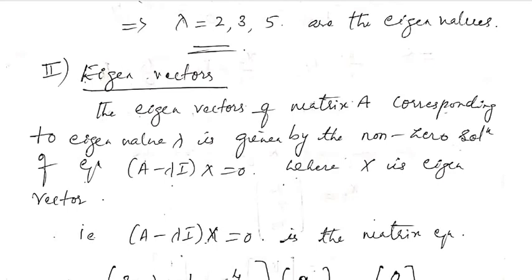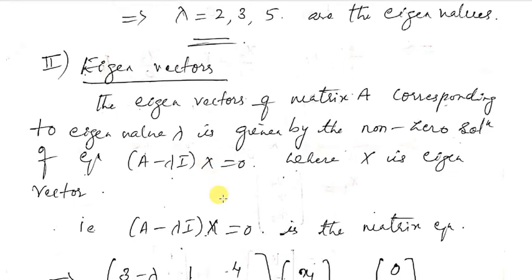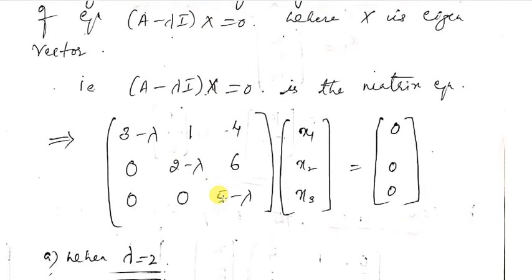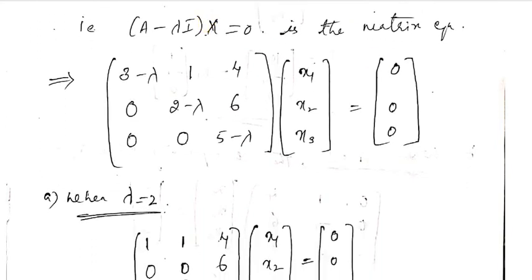Let (A minus lambda I) times x is equal to 0 be the matrix equation. Here the given matrix is a square matrix of order 3. So we have to consider the identity matrix of order 3 and the column vector x of order 3 only, which consists of the unknowns x1, x2, x3. We call these unknowns the vectors. So x is equal to x1, x2, x3. So this is the matrix equation. We can denote this by 1.